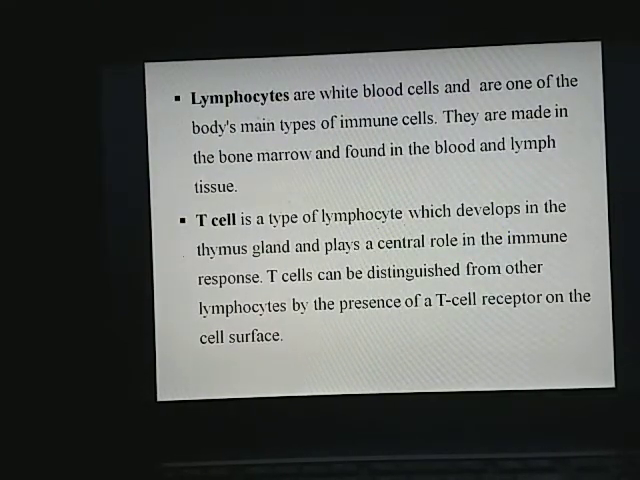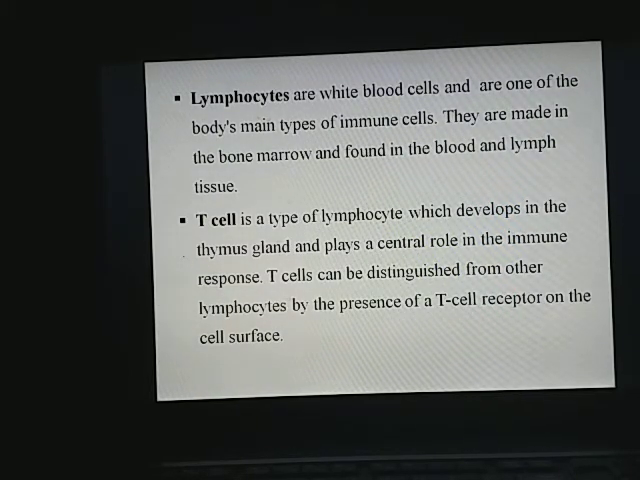Lymphocytes are white blood cells and are one of the body's main types of immune cells. They are made in bone marrow and found in the blood and lymph tissue. Then the next is the T cells. A T cell is a type of lymphocyte which develops in the thymus gland and plays a central role in the immune response. T cells can be distinguished from other lymphocytes by the presence of the T cell receptor on the cell surface.